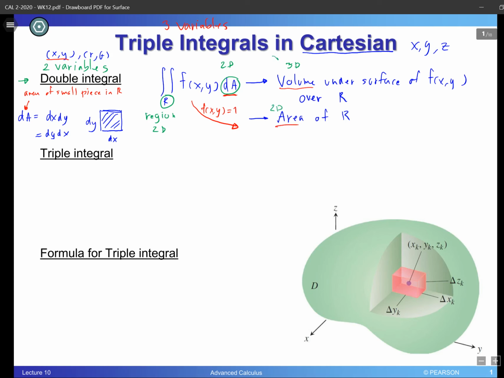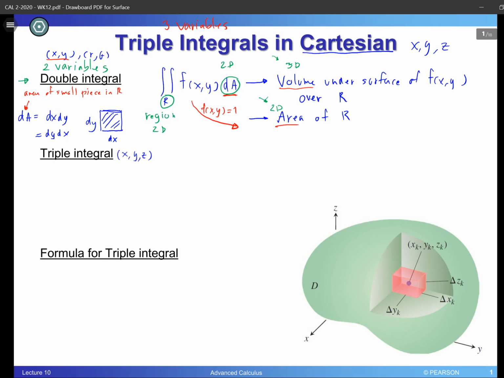Okay, either in 3D quantity or 2D quantity. Right, now let's move to triple integrals. Of course, in triple integrals, we are going to have 3 variables, and I'm going to put x, y, and z right here. We are going to focus on the Cartesian form for this lecture.